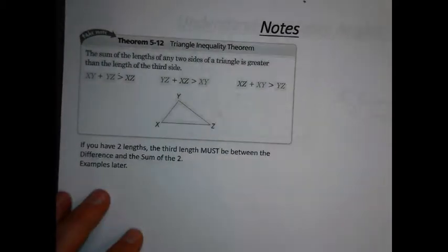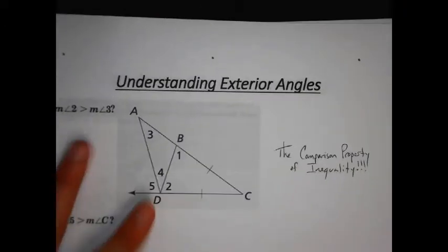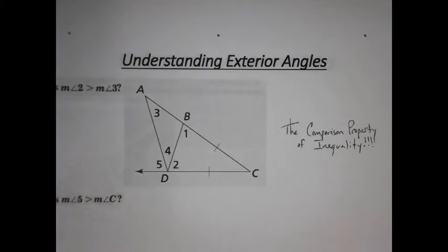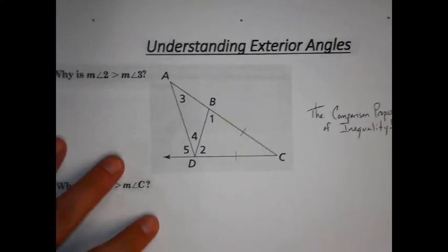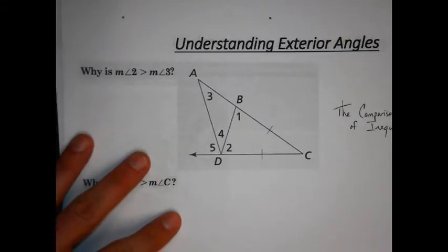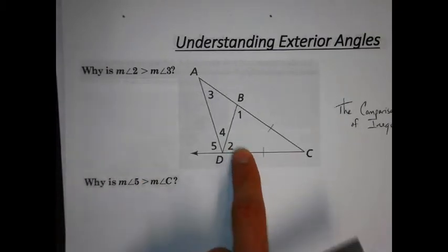All right. Now we're going to start understanding exterior angles. So let's go talk about that note that we made with exterior angles. Do you remember that note? Exterior angles, right? Using that addition logic. The exterior angle is larger than either of the 2 remote interior angles. So here's this first question. Take a look at this diagram. The question is, why is the measure of angle 2 greater than the measure of angle 3?